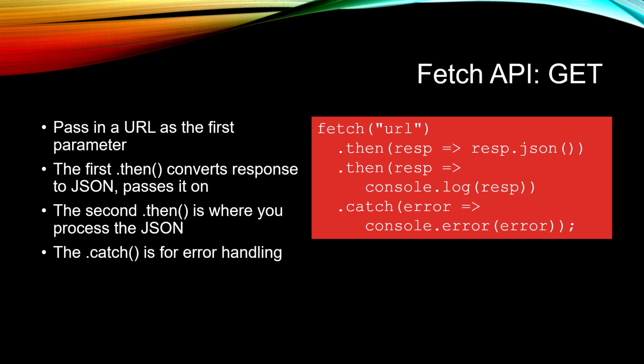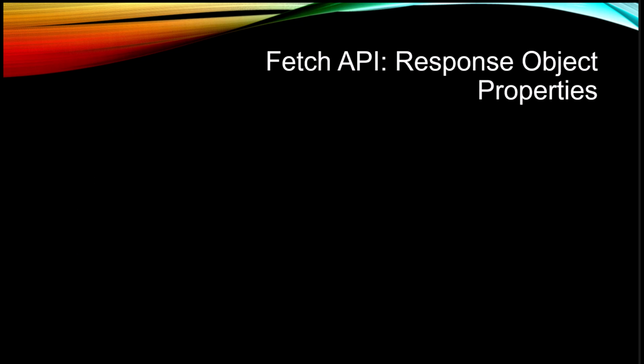And based on whether things are successful or whether there's an error, we're either going to go through the thens or we're going to go through the catch. Very simple. Let's take a look at the properties of the response object.